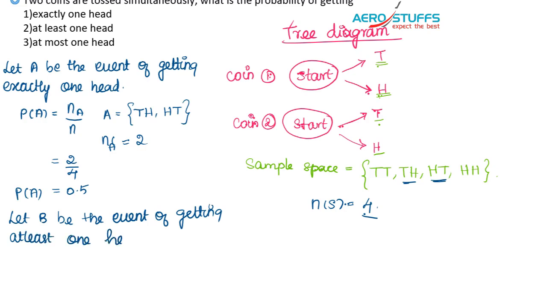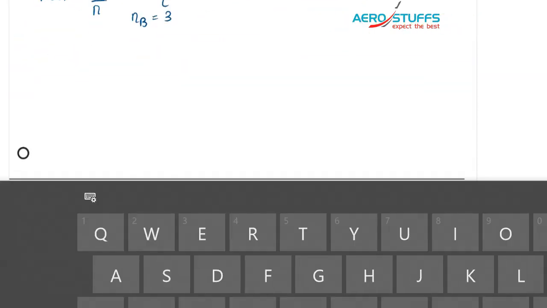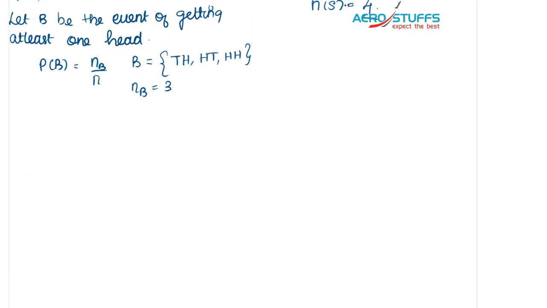Now let the event B be the event of getting at least 1 head. At least 1 head means what? There should be 1 head, and you can have anything beyond that. To the max anything can be there, but minimum there should be one head. At least means minimum. So tail head, head tail and head head. At least means you have to write the exact number and above that number. So N of B is what? N of B is 3 and total is 4. So 3 by 4. 0.75 is the answer for P of B.